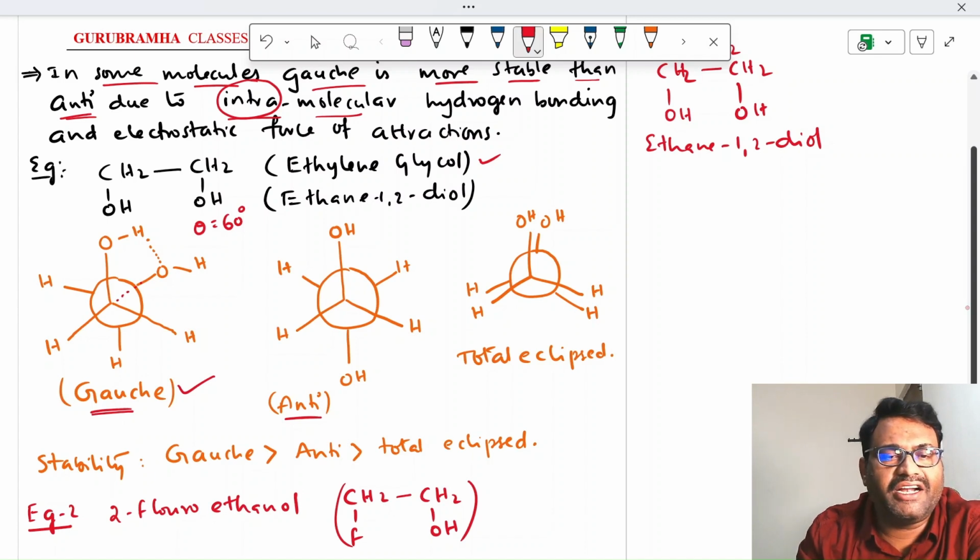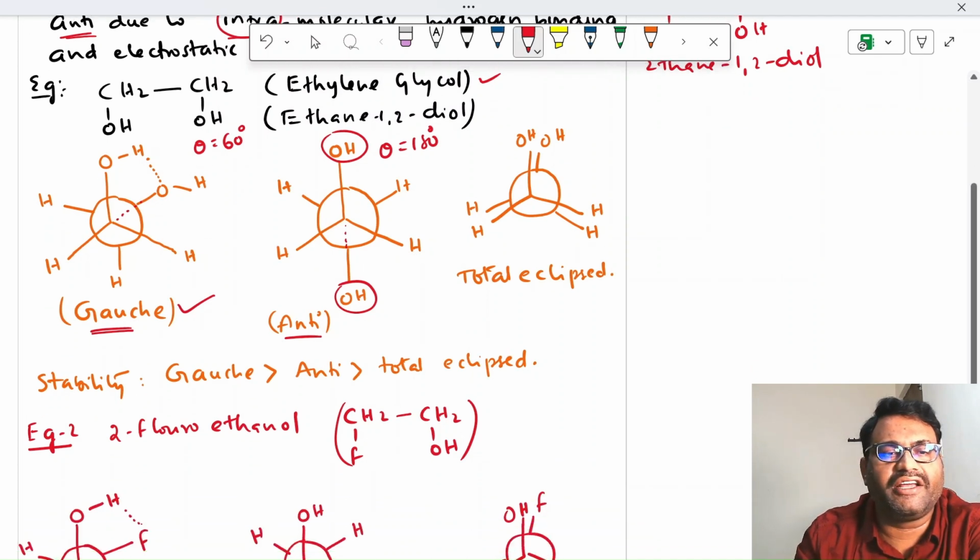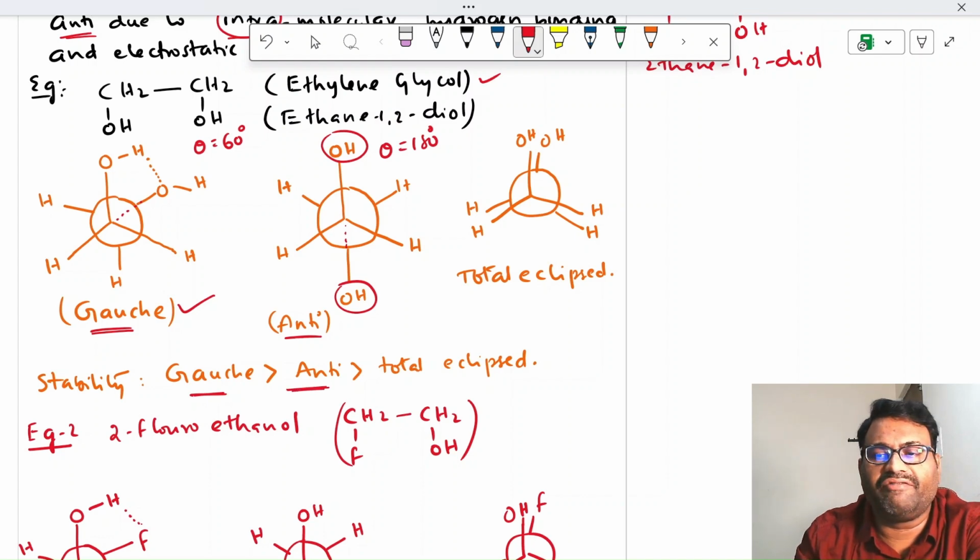But in anti, the two OH are farther apart at an angle of how much? Theta is equal to 180 degrees. Though they are at 180 degrees, farther apart, and their repulsive forces are less, still the gauche form is more stable than the anti form, because in the gauche form there is intramolecular hydrogen bonding. So in some molecules like ethylene glycol, the gauche conformation is more stable than the anti conformation.